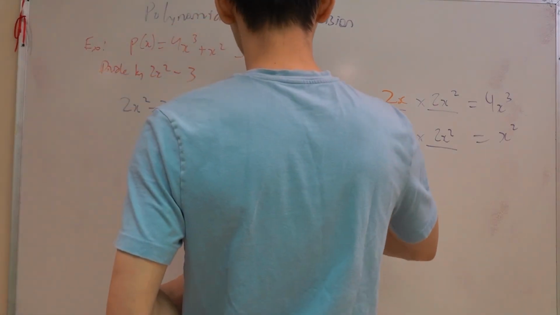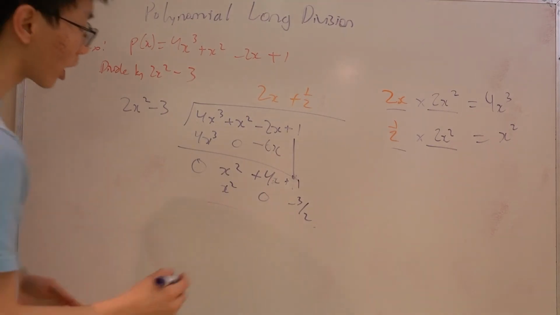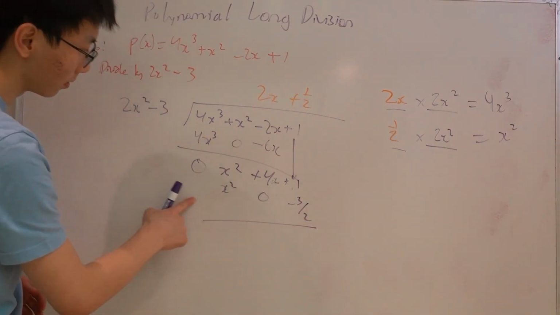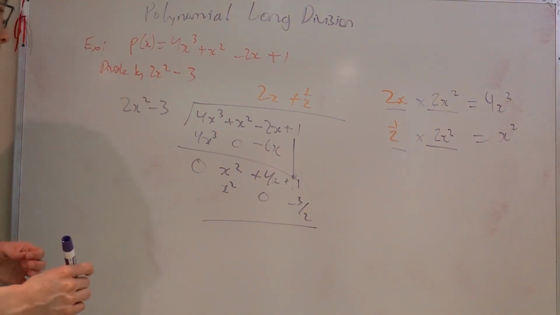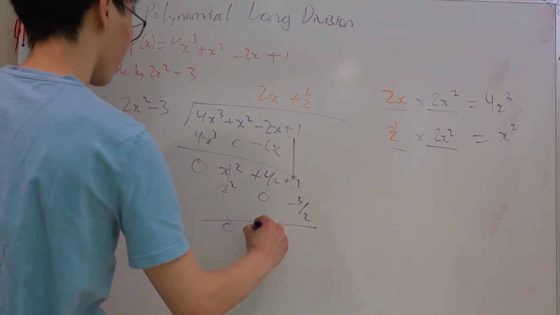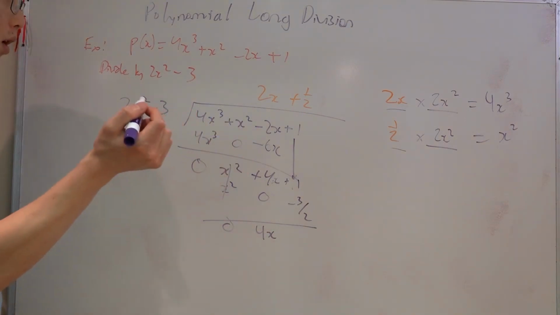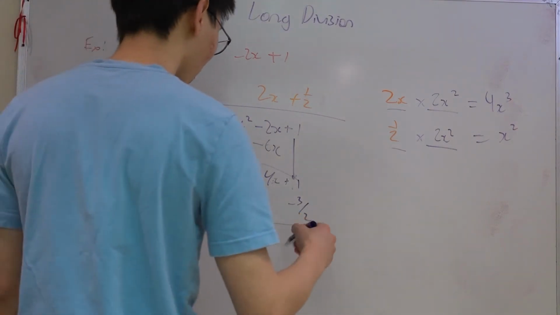My numbers are all over the place. Okay. Then I do my subtraction. Sorry, the lines are not straight. I'm working on it. So these ones cancel out. 0. 4x minus 0 is 4x. And 1 minus minus 3 over 2 is, let's think about it, it's 2.5, or 5 over 2.